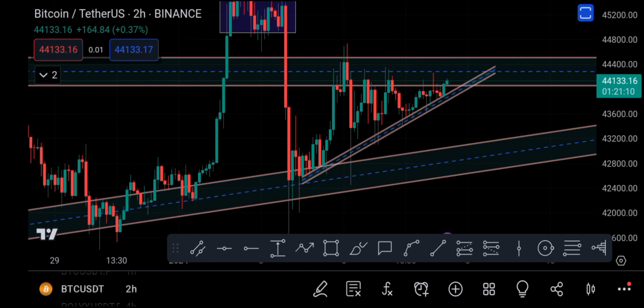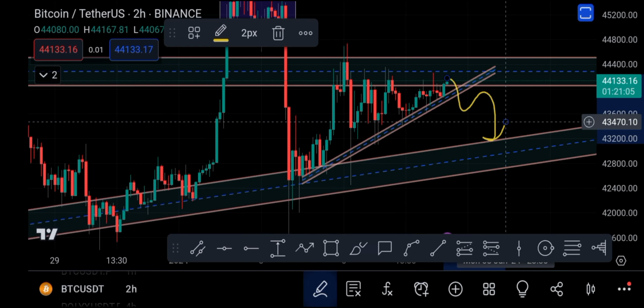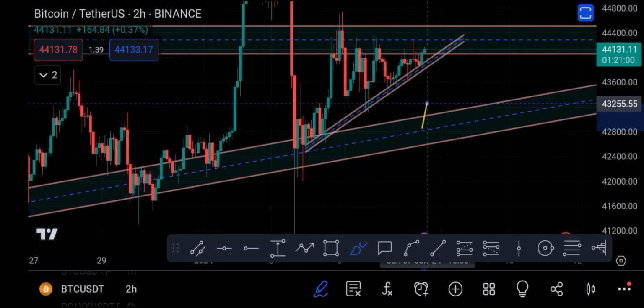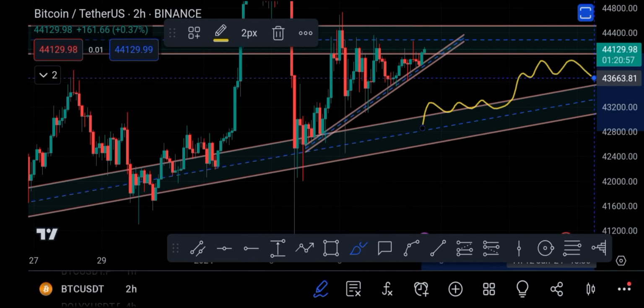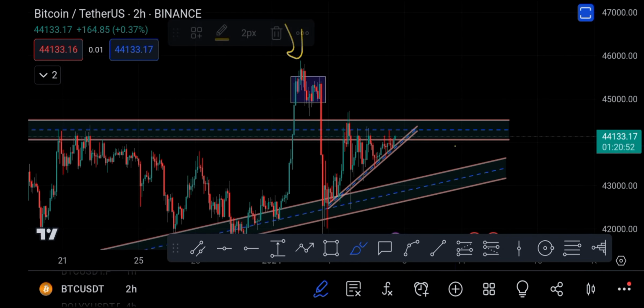But if we break down lower, we might also fall back to the 43,200 level or 43,400 level. That is my down target. And then we might see again some consolidation until the end of this pattern, and then we might break on the other side again, because this breakout will actually be huge.